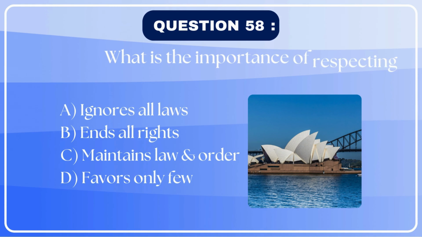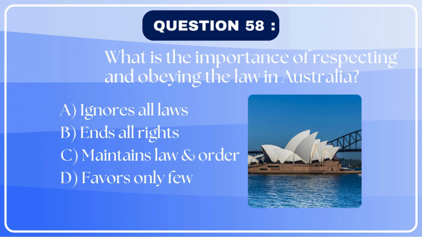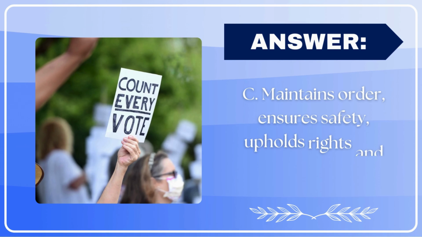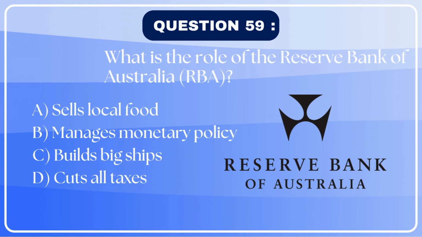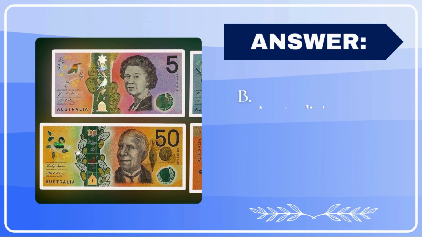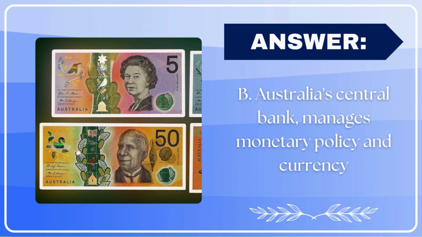What is the importance of respecting and obeying the law in Australia? Maintains order, ensures safety, upholds rights and freedoms. What is the role of the Reserve Bank of Australia, RBA? Australia's central bank manages monetary policy and currency.